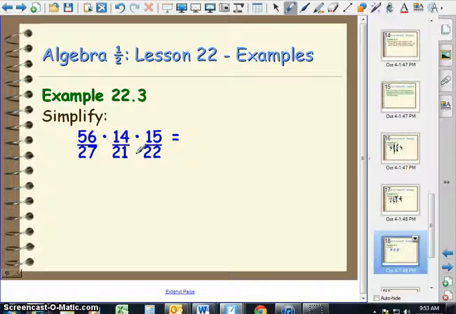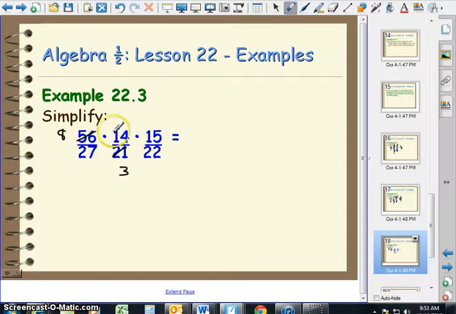56 is 8 times 7. So I could pull a 7 out of both of these. 56 divided by 7 is 8. 21 divided by 7 is 3. Let's see if we could find any others. What about 27 and 14? Oh, that's a bummer. They won't reduce.